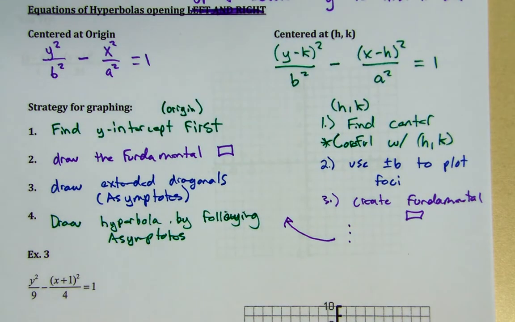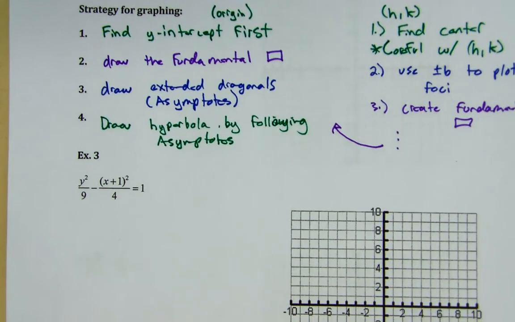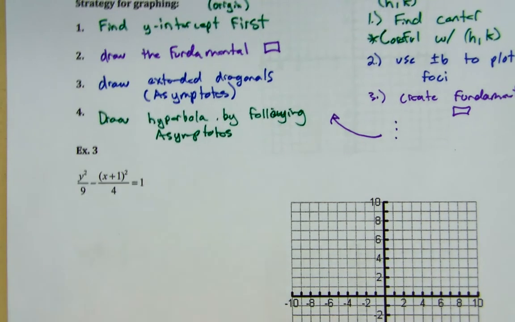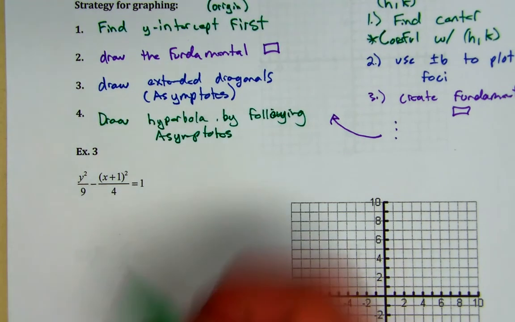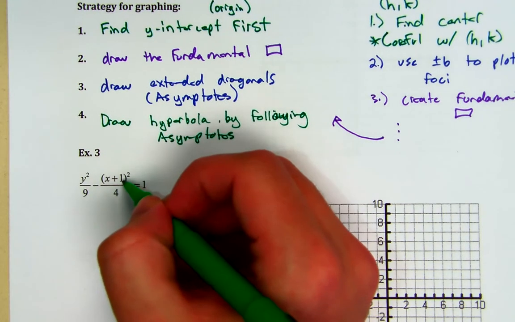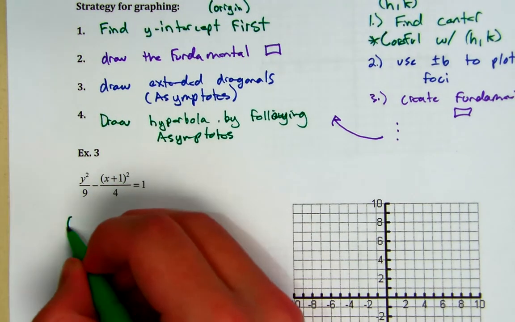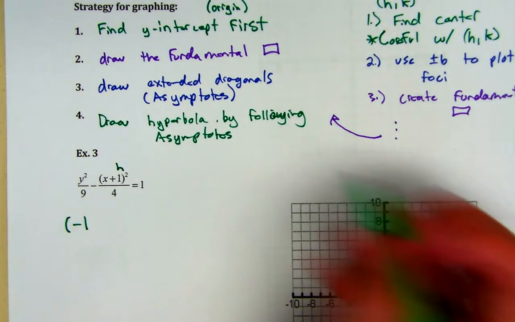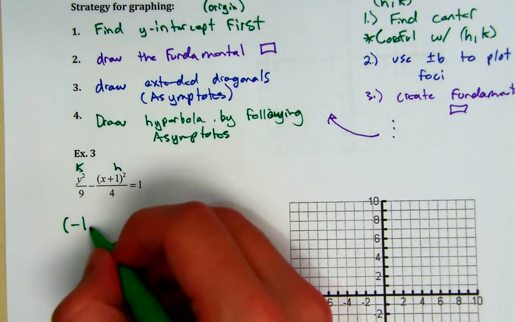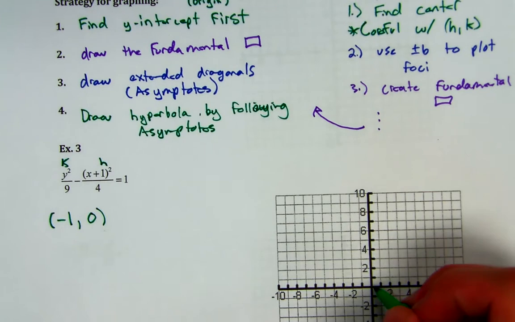Alright, so let's figure out where we're centered. Go ahead and do all that. So y is first. Let's find our center. So nothing with y. There's opposite x. So negative 1, that's h first. And then k inside the y. Well, that's 0. So negative 1, 0.